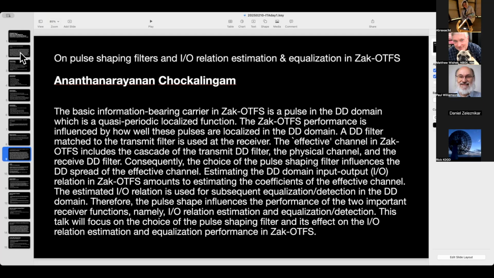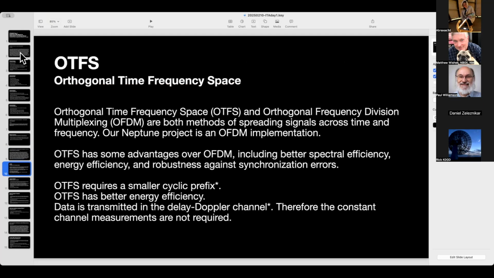Okay, so here's the abstract, and again, I'll pass these slides out later. But I was like, OTFS? What's that? I think I've seen the acronym before, but I was like, okay, now is the time to actually go and try to learn what OTFS is. It's orthogonal time frequency space. It's similar to OFDM. They're both methods of getting signals to spread across time and frequency.